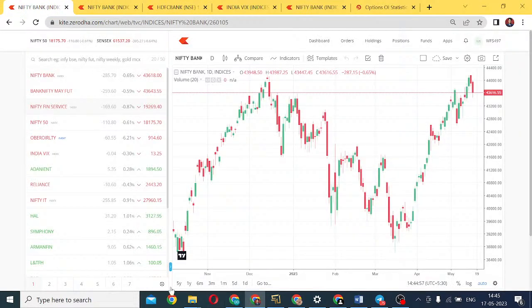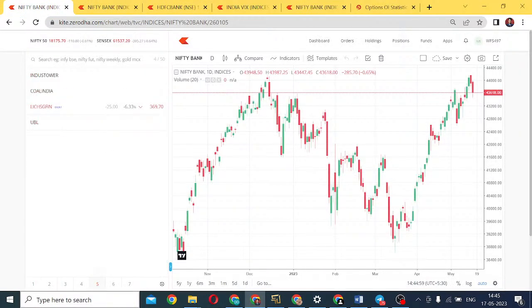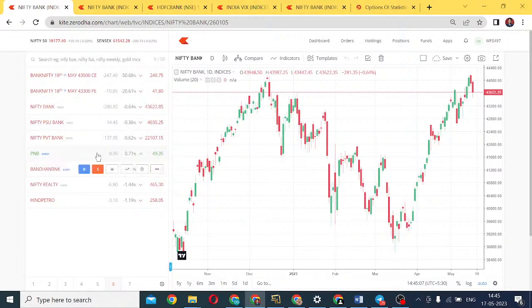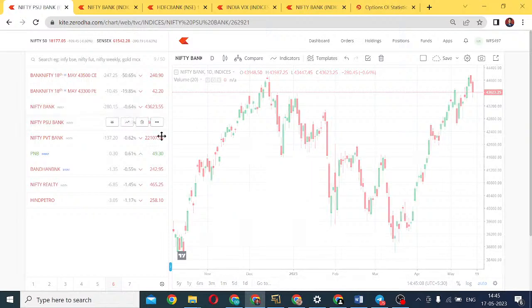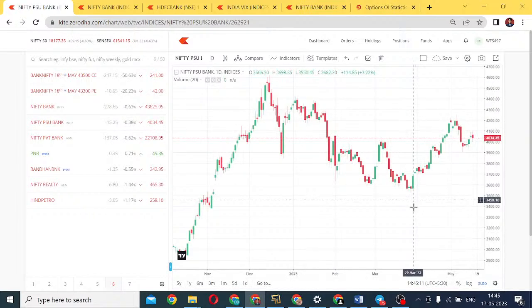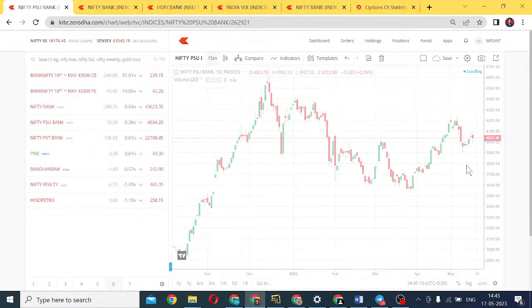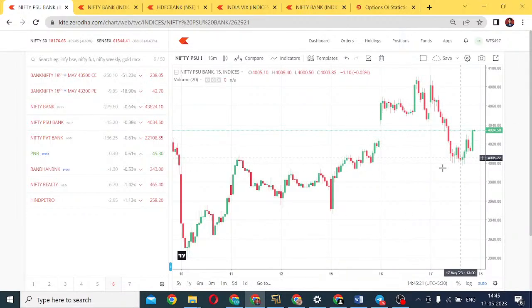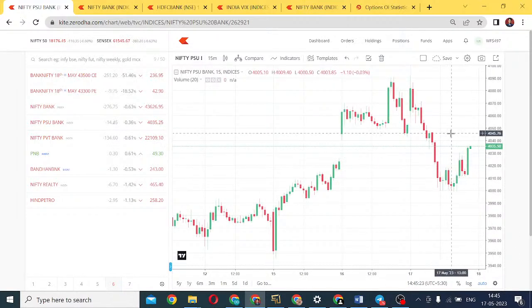PSU bank is supporting, let me see. It has to close above this candle 4049, then we can say PSU banks are supporting. Otherwise PSU banks are rising, but PSU banks are rising because of SBI result, right.